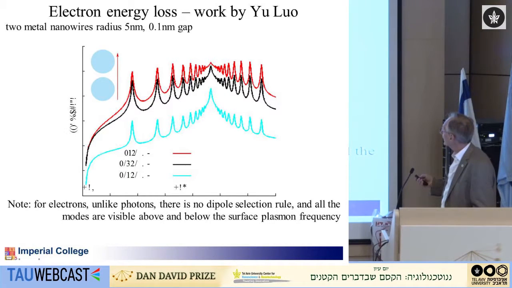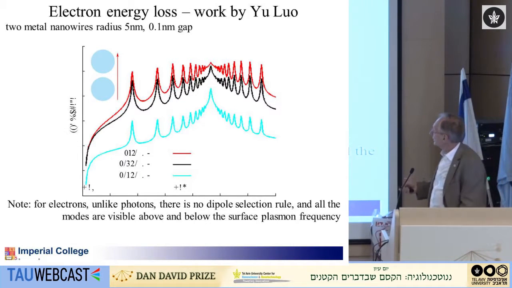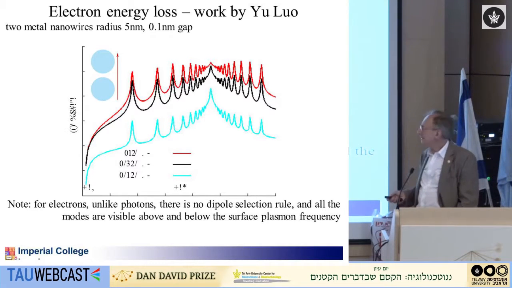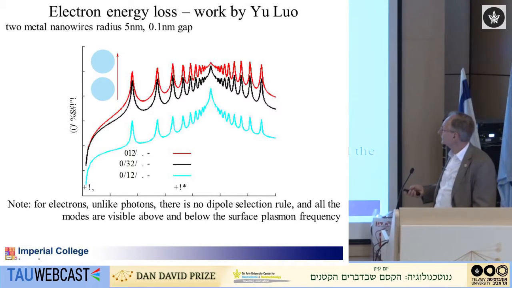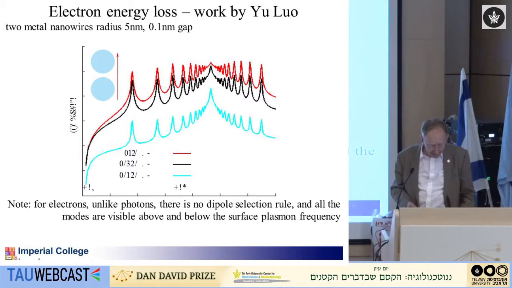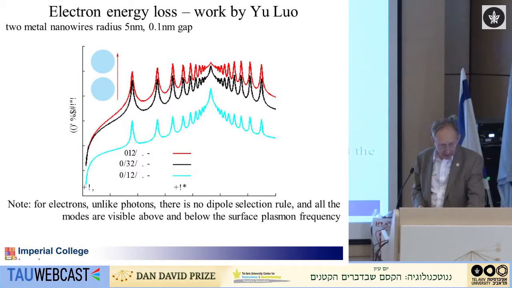And here is the spectrum. There is the surface plasmon of a flat surface, and the modes which hybridize symmetrically and antisymmetrically. And here's the dipole mode of the system at the lowest frequencies. And these are different electron velocities. The beauty about electron excitation is that the selection rules are far less severe than they are for light, so you excite far more modes. And so you can get an understanding of these systems in this way.